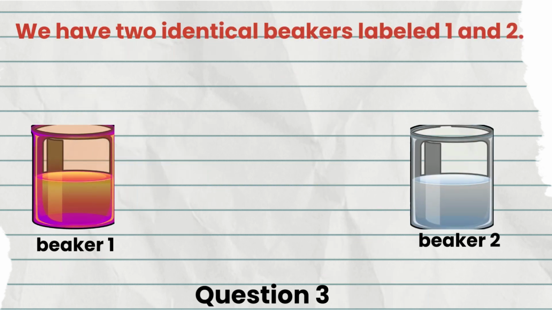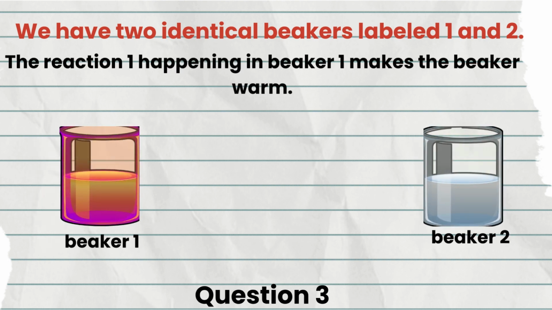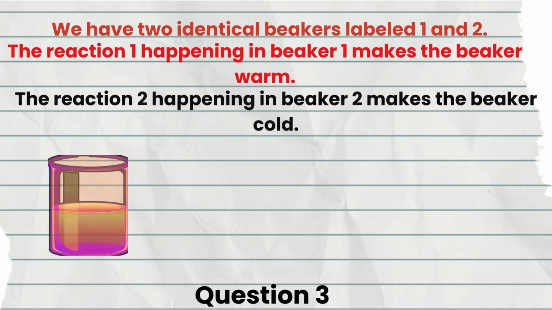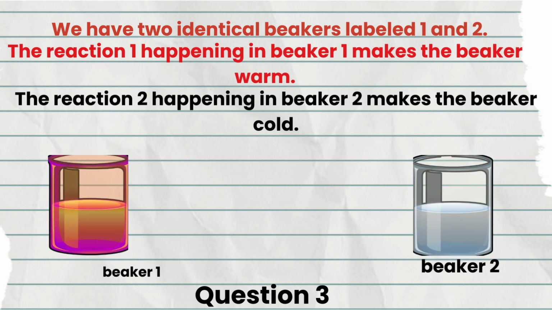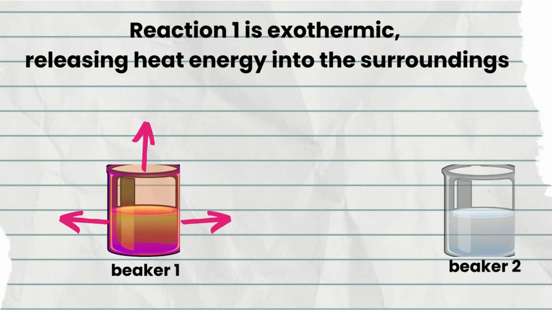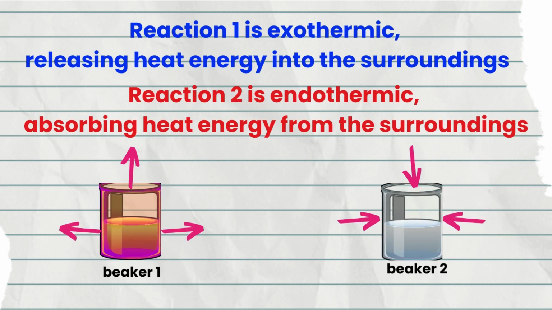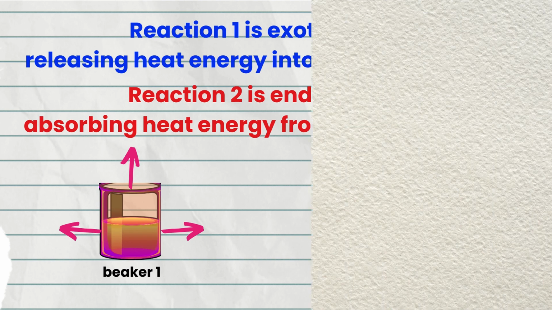3. We have two identical beakers labeled 1 and 2. The reaction 1 happening in beaker 1 makes the beaker warm. The reaction 2 happening in beaker 2 makes the beaker cold. Which reaction is exothermic and which is endothermic? Reaction 1 is exothermic because it releases heat energy into the surroundings, while reaction 2 is endothermic since the system is absorbing heat energy from the surroundings.